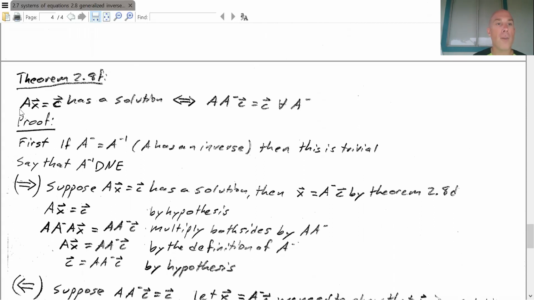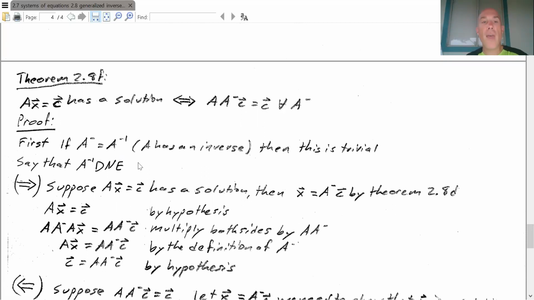All right, so next, here's our theorem. A times X equals C has a solution if and only if A generalized inverse C is equal to C for all generalized inverses. Proof. Okay, so let's think about the stupid case. The stupid case is where we have an inverse. In that case, A generalized inverse is just the inverse of A. And so then it just works out. It's stupid. This is just I, whatever.